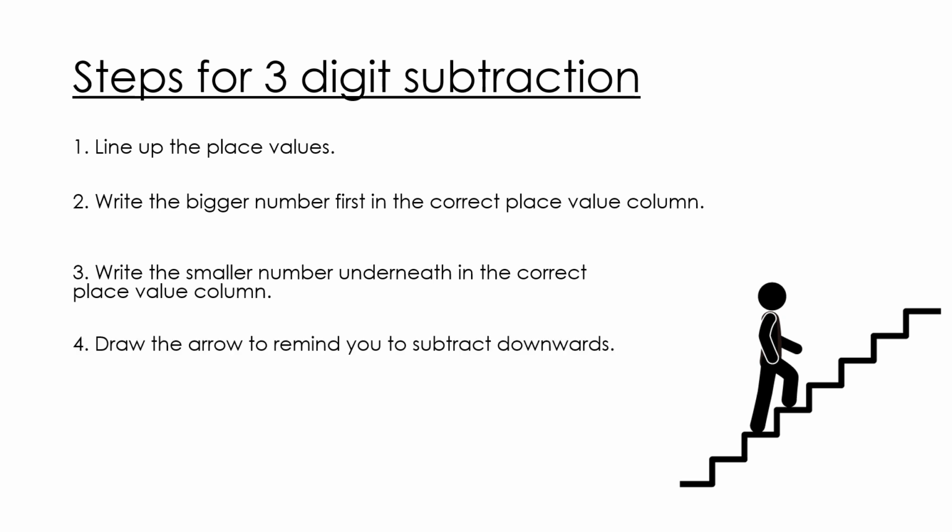Step 4 is where it gets a bit different. Step number 4 says draw the arrow to remind you to subtract downwards. Step 5, subtract and borrow if necessary. Let's take a look at an example of three-digit subtraction.